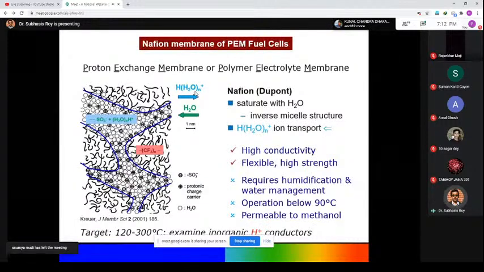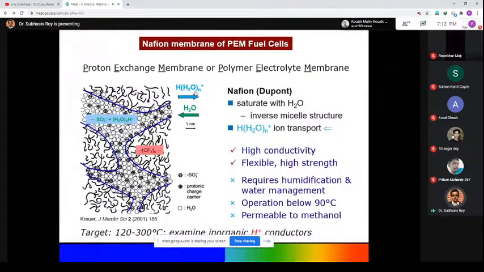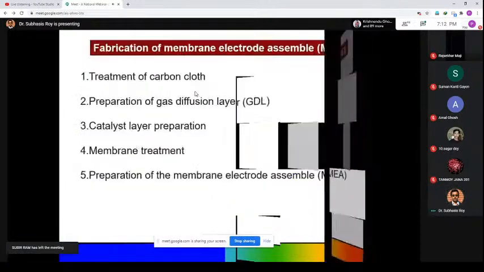This is the membrane, and this is how the membrane works. It has an SO3 group, which allows the H+ ion to pass, but not other material. So H+ passes through the membrane and reacts with O2 on the other side, and then finally it produces water and electricity.